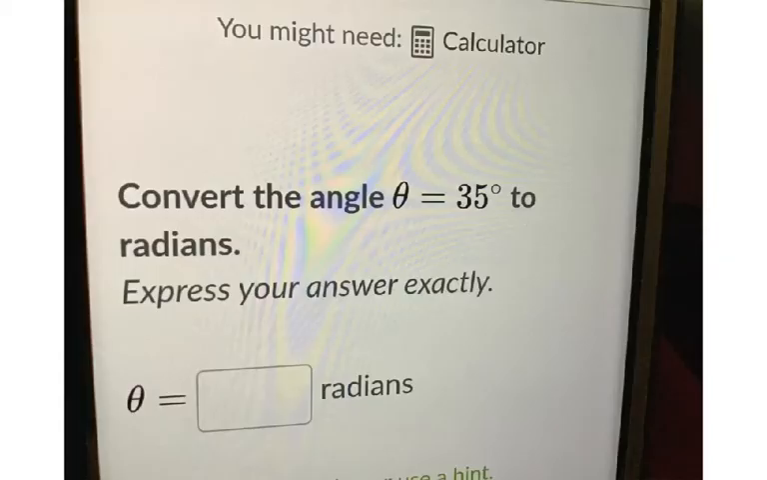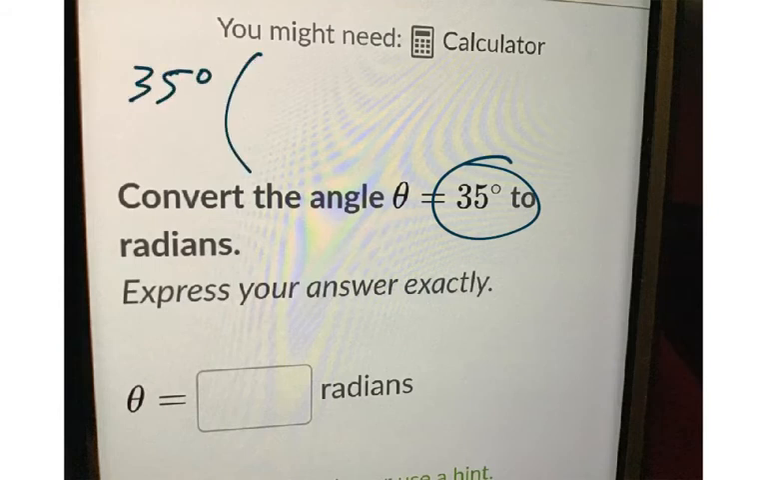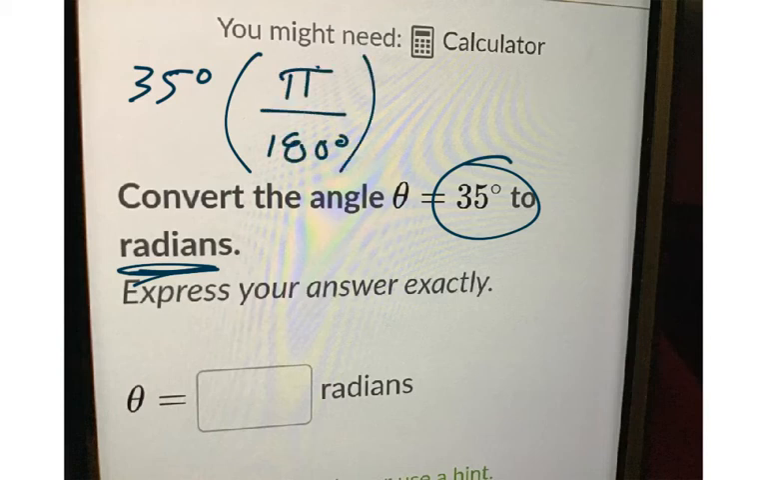Let's do one more. This time they gave me degrees. If I'm given 35 degrees, how do I change that to radians? I know pi radians is 180 degrees. Now, why did I set it up this way? Because I want the degrees to cancel out. And now I just have 35 pi over 180.